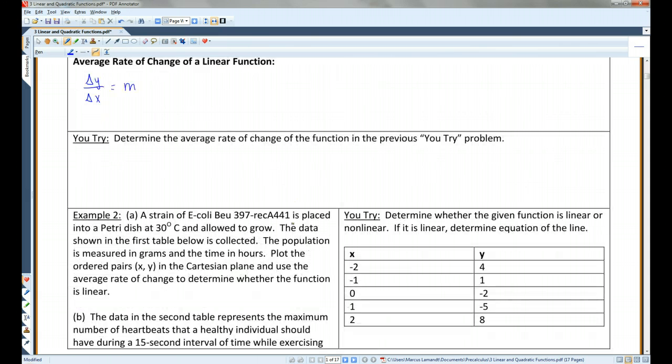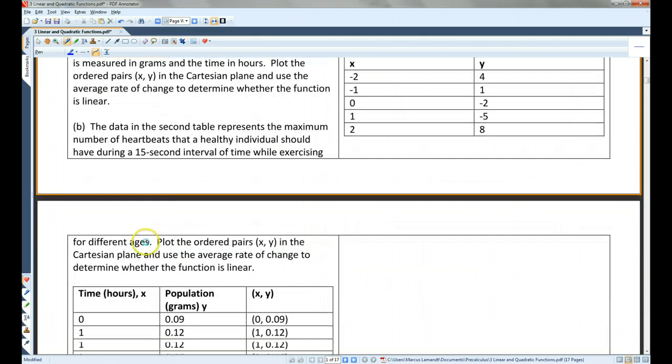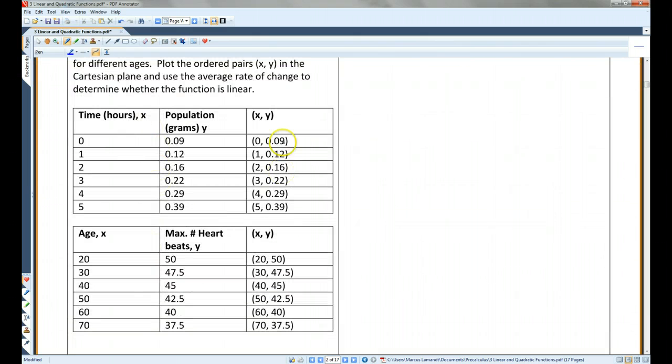Alright, let's take a look at example 2. A strain of E. coli, I don't know how to say that, BU 397, is placed into a petri dish at 30 degrees Celsius and allowed to grow. The data shown in the first table below is collected. The population is measured in grams and the time in hours. Plot the ordered pairs (x, y) in the Cartesian plane, and use the average rate of change to determine whether the function is linear. Okay, so basically, we've just got to take this and graph it.